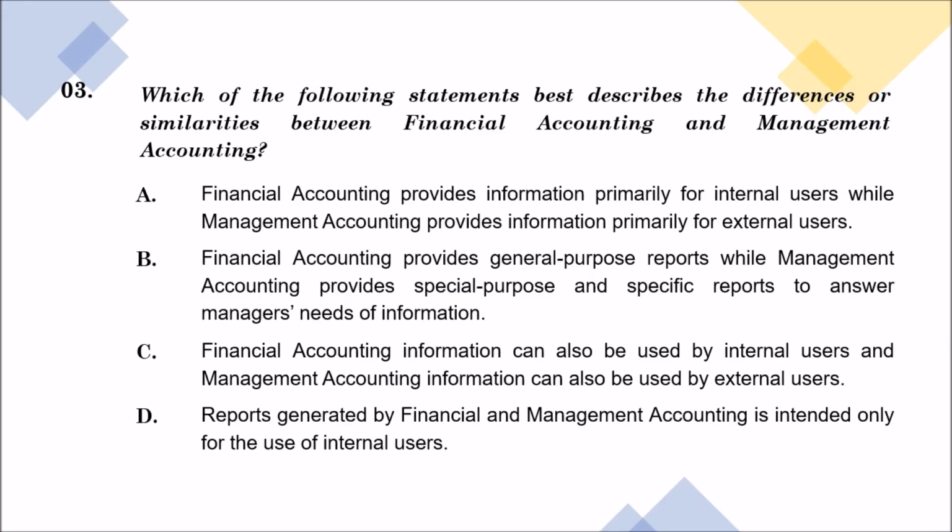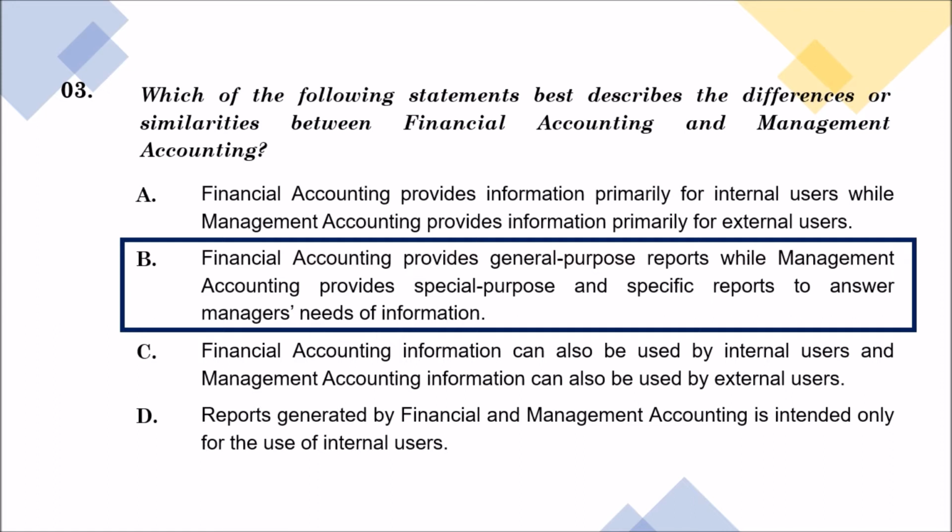Which of the following statements best describes the differences or similarities between financial accounting and management accounting? A, B, C, or D? The most correct statement there is letter B. Financial accounting provides general purpose reports. When we say general purpose reports, these reports are being released to the external users of accounting information. Management accounting provides special purpose and specific reports to answer managers' needs of information.